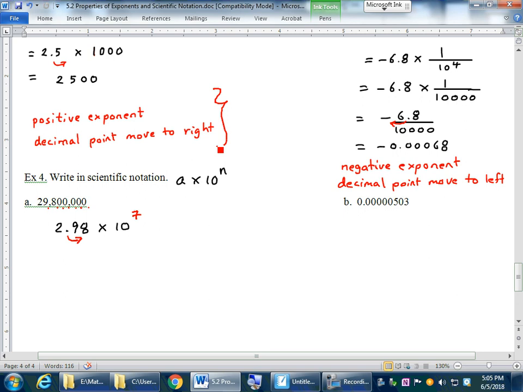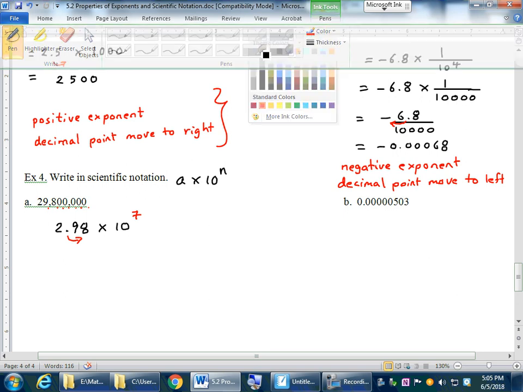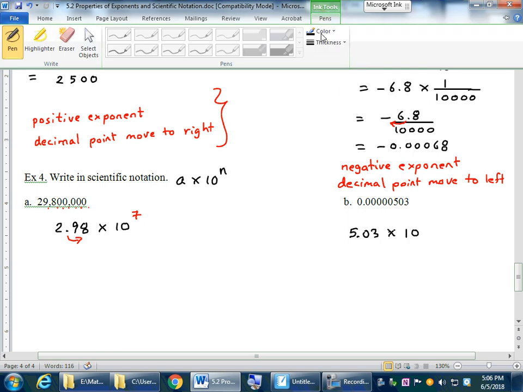So let's take a look at the second example and the last one. This one, the number is very, very small, right? Smaller than 1. However, when we write scientific notation, our a has to be bigger than 1 and smaller than 10. So to make it bigger than 1 and smaller than 10, I have to put the decimal point between 5 and 0. And I cannot lose the original value, so it has to be times 10 to some exponent.